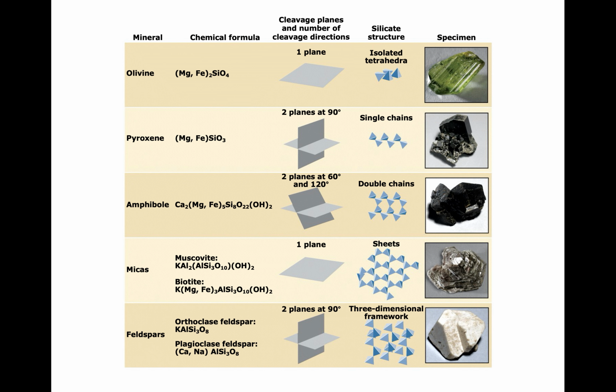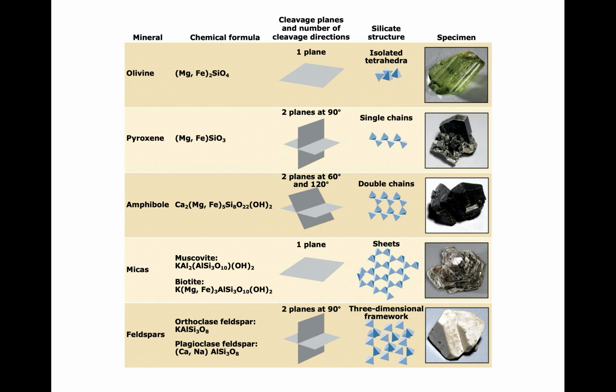So then we have the feldspars, and the feldspars are three-dimensional. They are the arrangement of the tetrasilicates. That is a three-dimensional framework. You have the orthoclase feldspar, which is potassium aluminium Si3O8. So that is just a K-feldspar. And you have the plagioclase feldspar, which is calcium, sodium Al Si3O8.